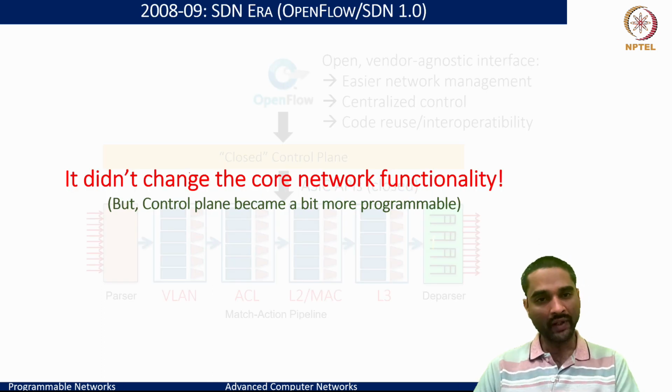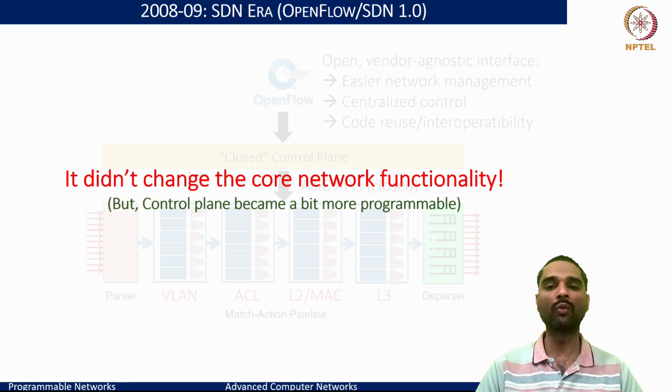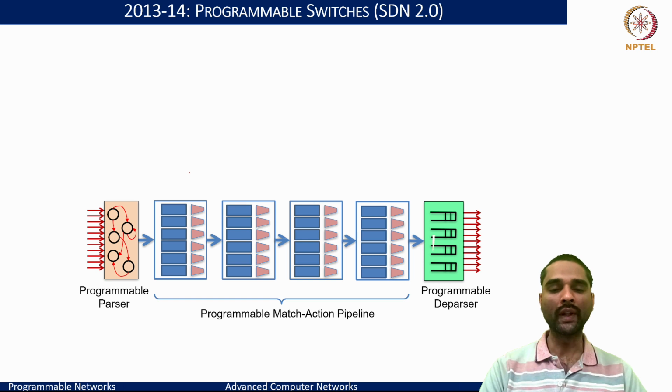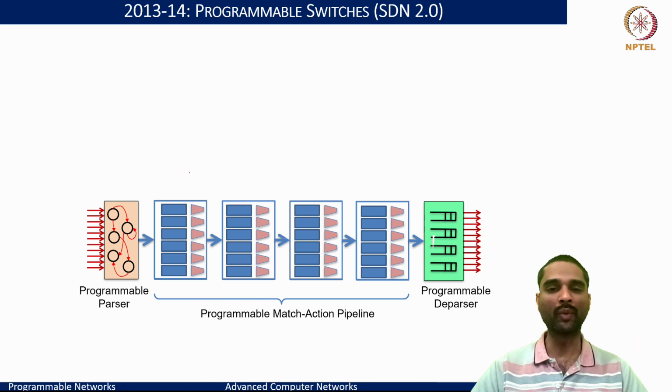So it didn't change the core network functionality, but it made sure that the control plane now became a bit more programmable. And going forward with SDN 2.0, what we would really want is not just that the control plane becomes programmable, but the control plane becomes open.